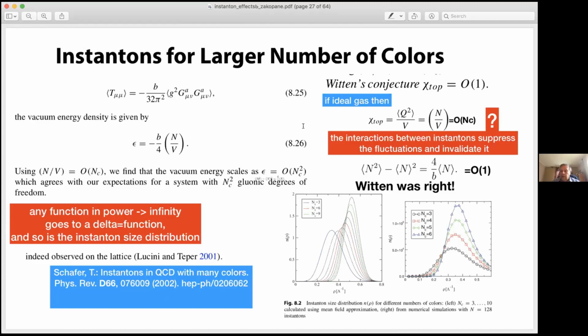The other thing which I want to say is that Witten conjectured that the topological susceptibility is not of the order N, but of the order of 1, which makes eta prime light. Now we know that eta prime is heavy, made so by the instanton. So how will it become light? Well, it also was clarified in this paper. At a large enough number of colors, it becomes light. So Witten, as usual, was right, but that happens when the number of colors is, say, of the order of 10 or more.